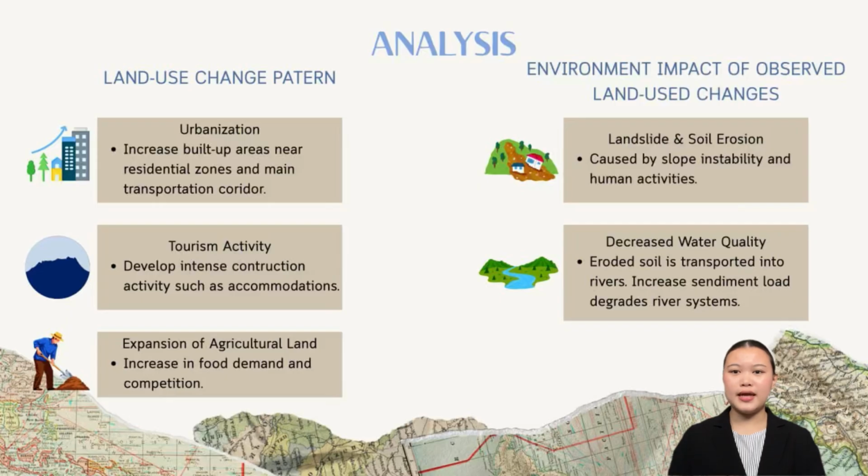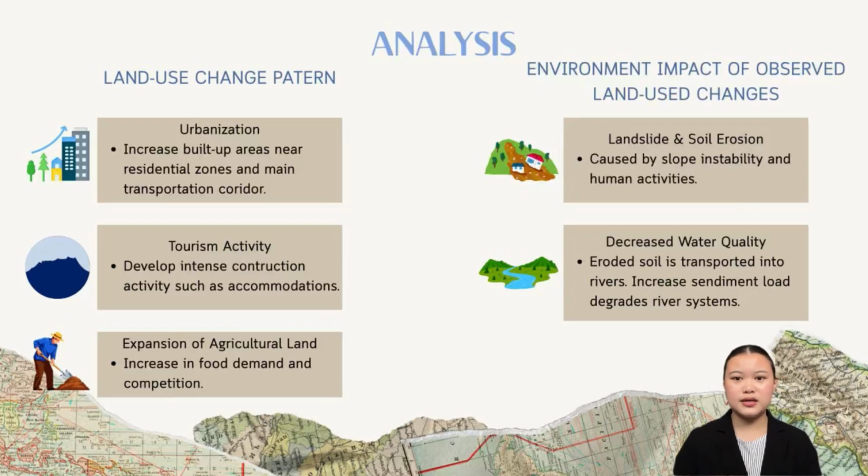Next, I will explain the environmental impact resulting from these land use changes. One of the most critical impacts is the increase in landslide and soil erosion. The removal of forest cover for agriculture and construction reduces slope stability. Without tree roots to bind the soil, steep terrain becomes highly vulnerable to slope failure, especially during heavy rainfall.